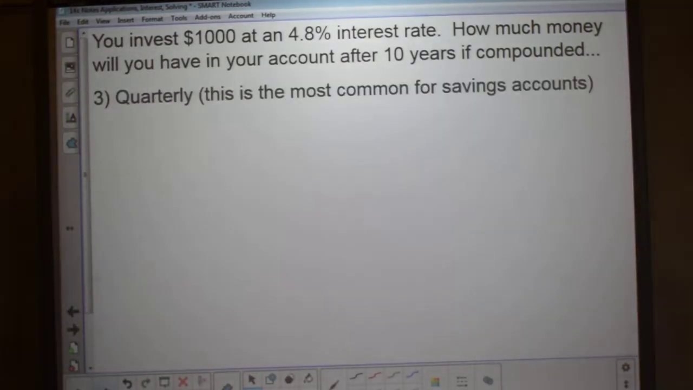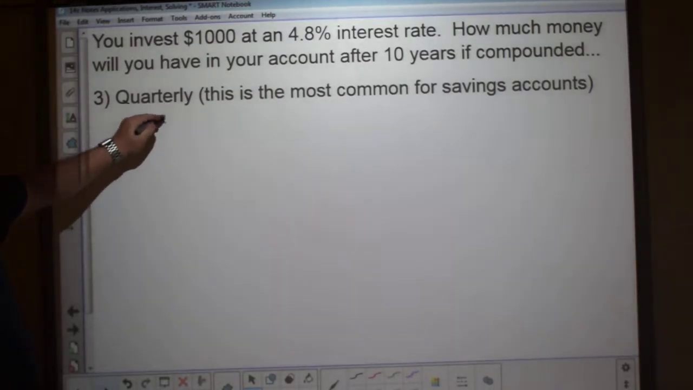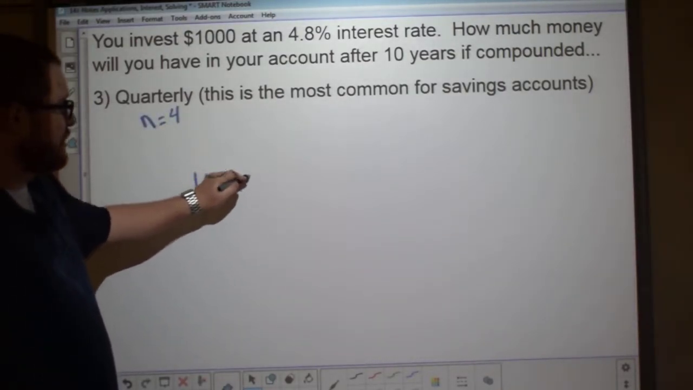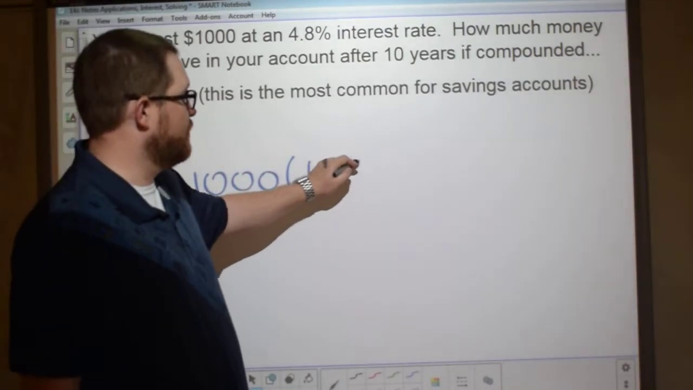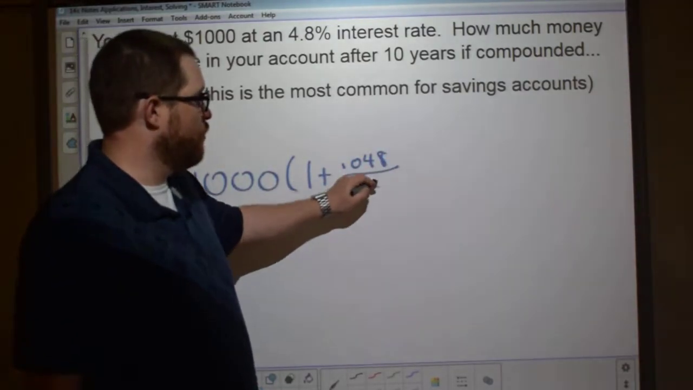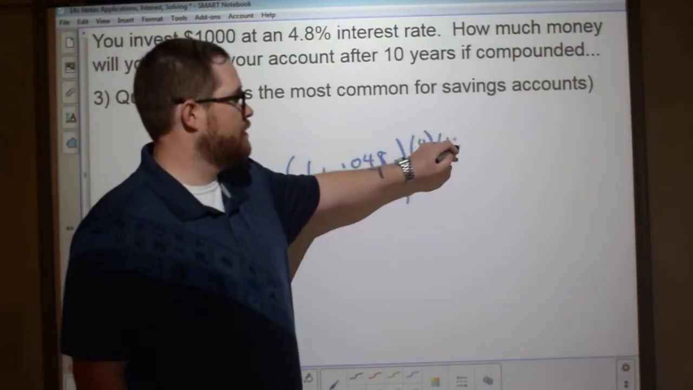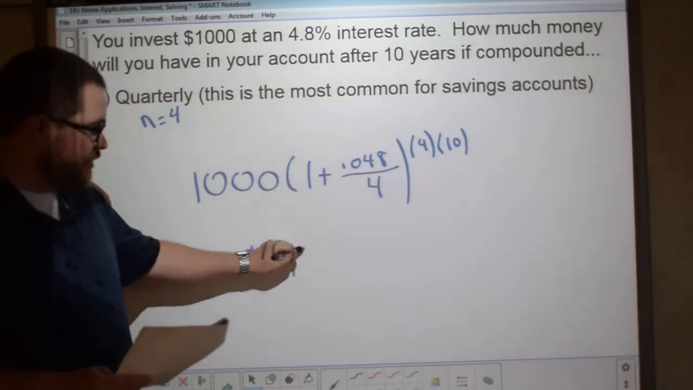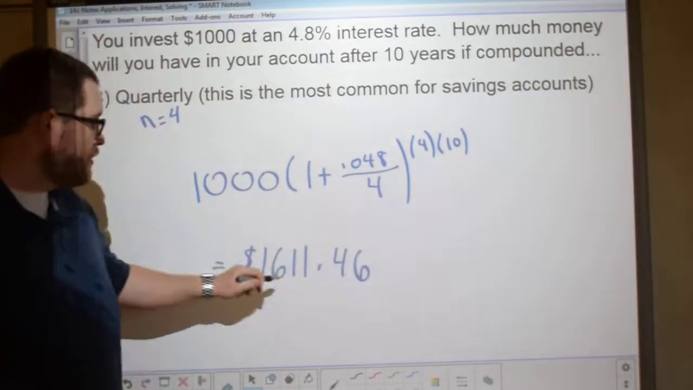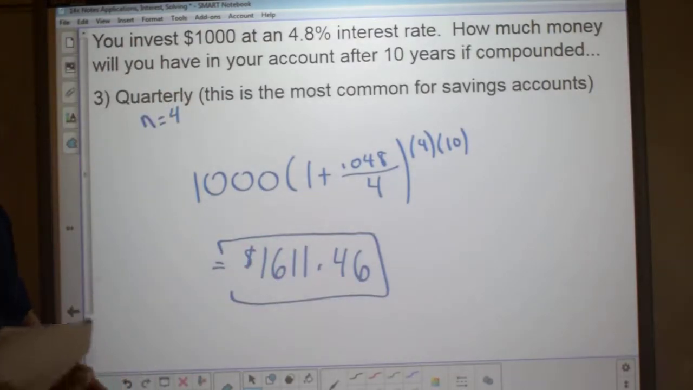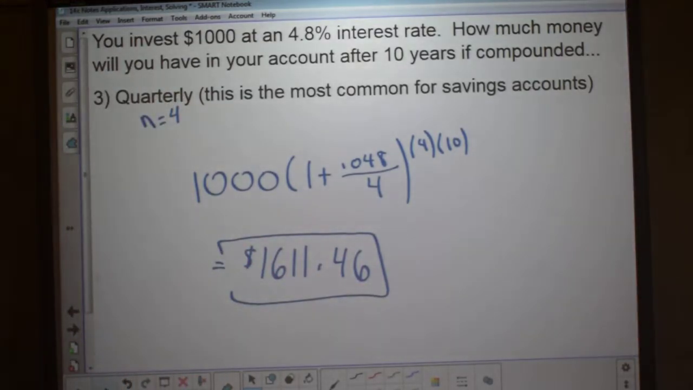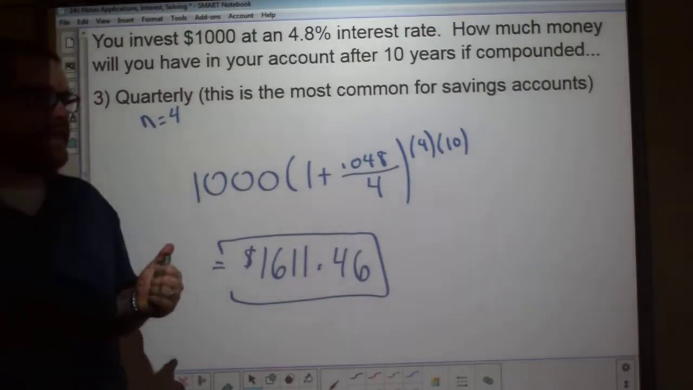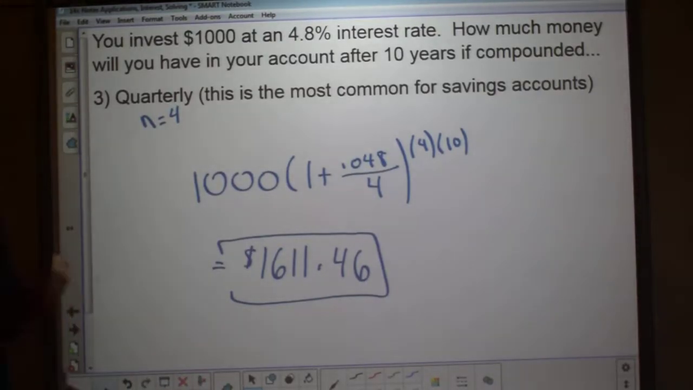Let's do the same problem, but do it quarterly. Quarterly means 4 times a year. So, as you can see, the setup for these is always very similar. 1 plus R over N to the NT. I'm not going to spend the time typing it with the calculator this time. You can do that yourself. And notice that every time I increase my compounding, I'm increasing my money. That's not a lot, but it is a little bit. So this is yearly, then we did it semi-annually, and then we did it quarterly.